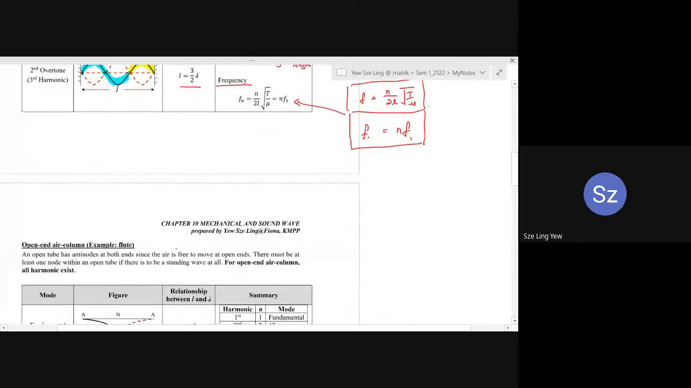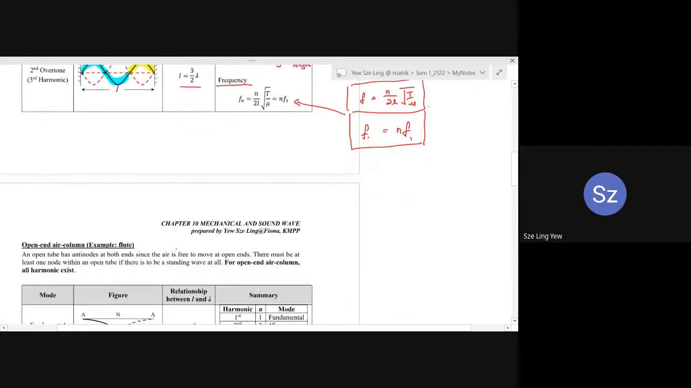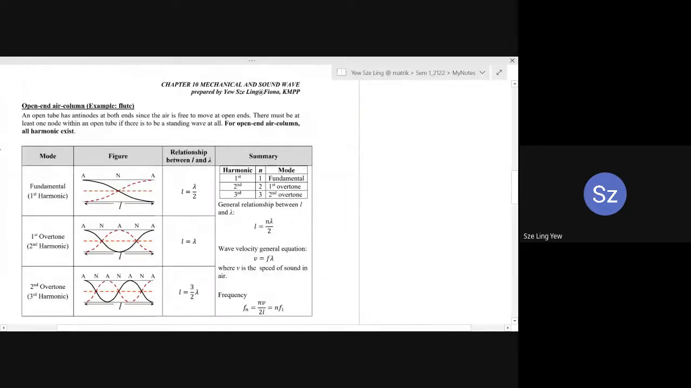Okay, next. The next is the examples in air column. For air column, for example, the instruments that you use involve the fluid. You blow it, then the sound comes out from the fluid.